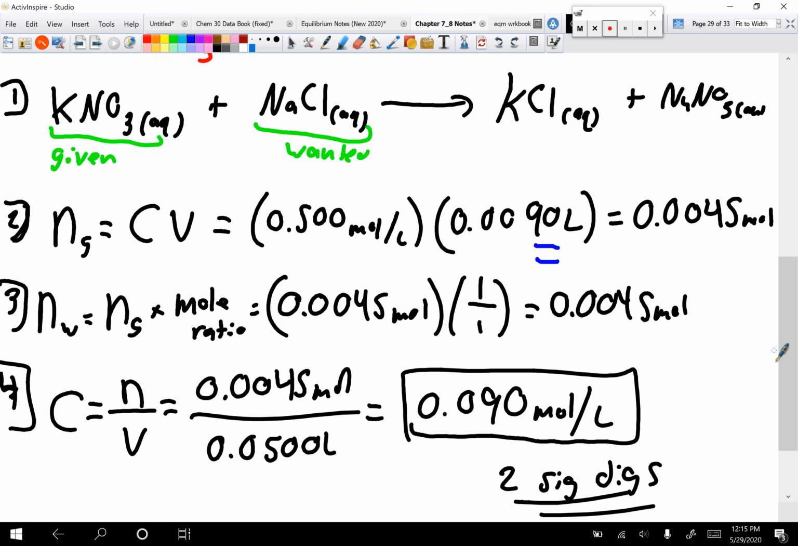And that is another question, kind of setting up, making sure you get all the information first, and then once you have all your information, your volumes, your concentrations, you start going through your 4-step method to solve stoichiometry problems.